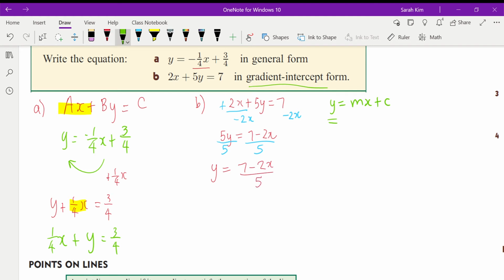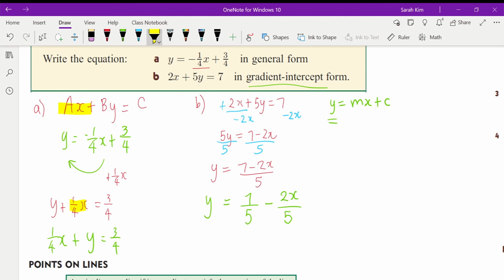Now, be careful though. I don't want you to leave it like this, because it doesn't have a massive fraction of divide 5. So what you actually have to do is split the fraction. 7 over 5, you have to divide this number by the denominator, which is 5. You leave the negative, you write negative 2x, and you have to make sure you write the 5 on the bottom of this as well.